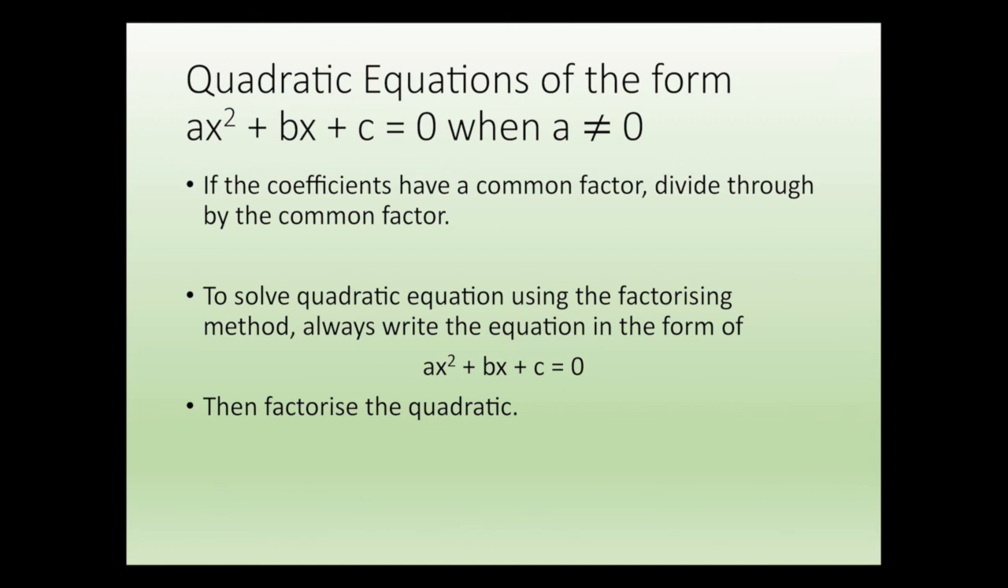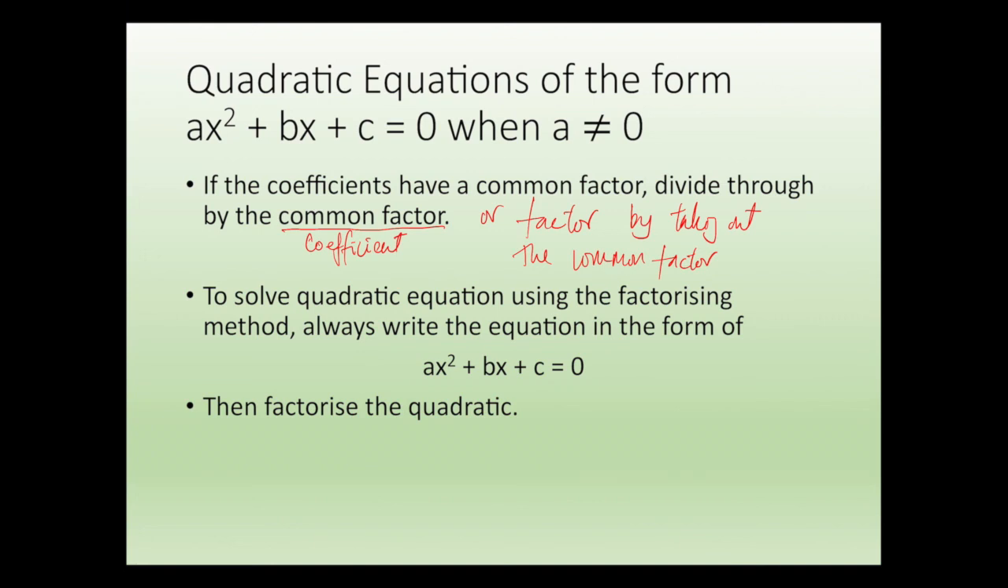Quadratic equations of the form ax squared plus bx plus c equals 0, when a does not equal 0. So if you have a common factor, divide through by the common factor, or actually factor it by the common factor, which is what I showed you earlier. Now, if you divide through by the common factor, the proviso is that you cannot divide by the pronumeral, only the coefficient. Alright? Coefficient only.